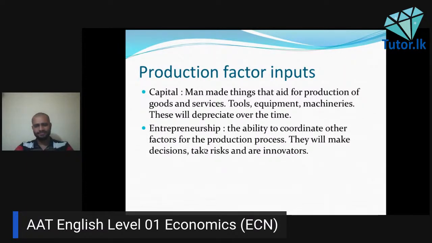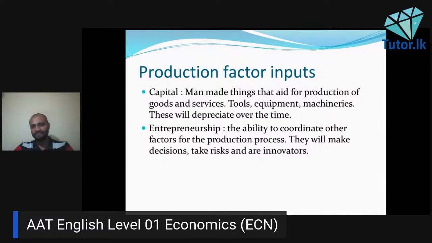What does that mean? In accounting, you must have learned about depreciation. Let's say you bought an equipment last year, but by the end of this year, the value should have come down. Why? You are utilizing that equipment, so the efficiency level must have come down. That's why we call it depreciating. The value of the capital is depreciating over time.